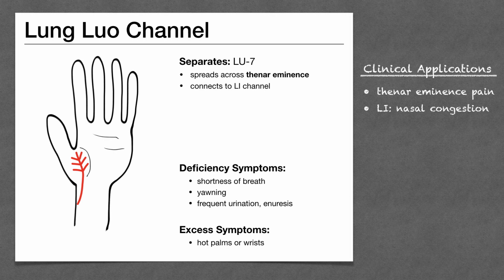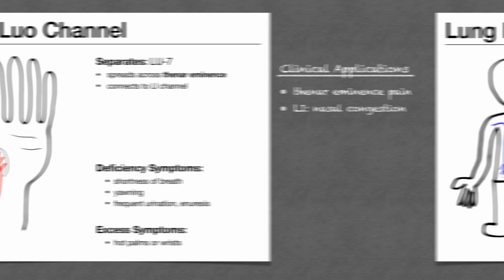Now, as we saw, the lung channel doesn't travel up to the nose. It stops at the throat and comes back down. But the reason we can treat nasal congestion is because the large intestine channel does go to the nose. So we're able to treat it at this point because it's the yin-yang pair.